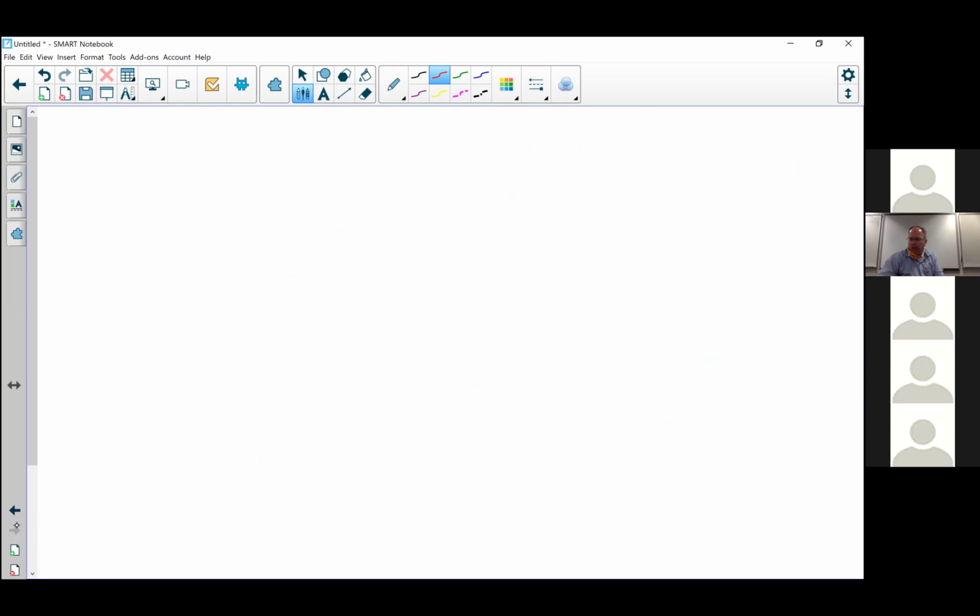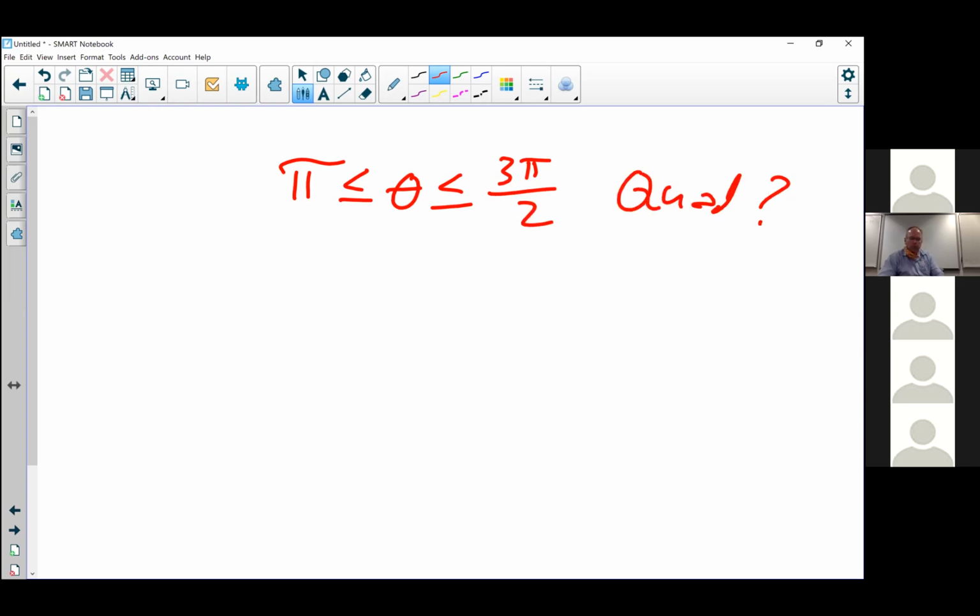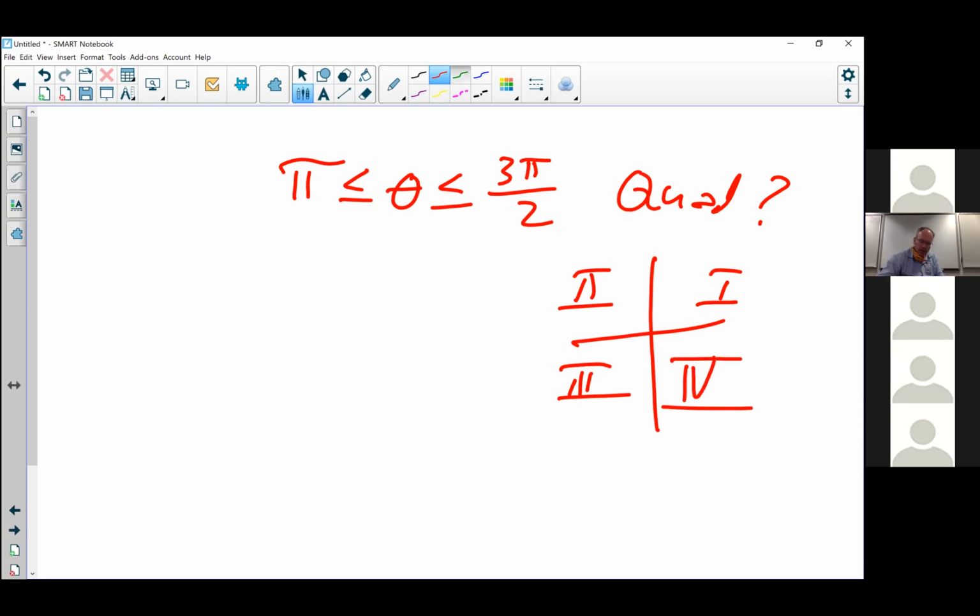So still building on the exact same thing, what would you do if they wanted it between this? Which quadrant are you in? Is it 1? Is it 2? Is it 3? Or is it 4? 3. Yeah, it's in 3. And things you have to know about 3 is you have a negative x and a negative y. Okay? So be cautious when you're doing those ones.